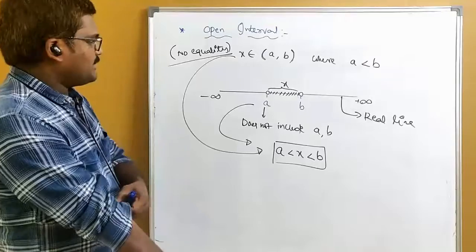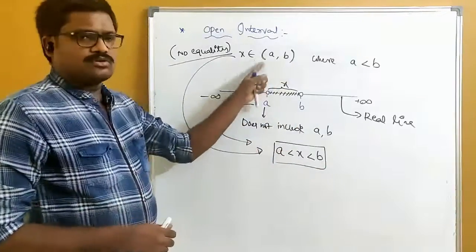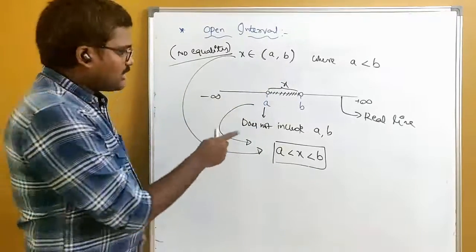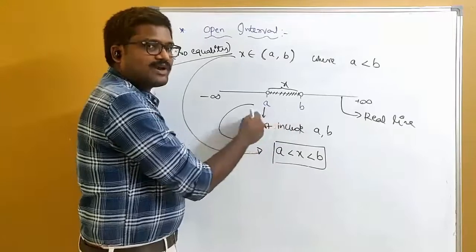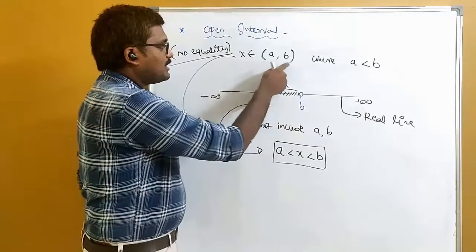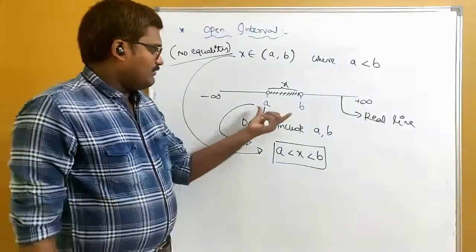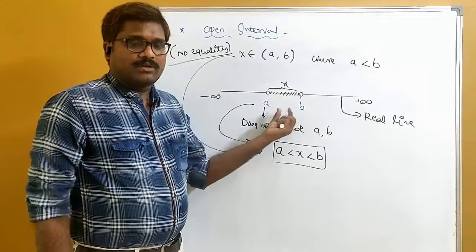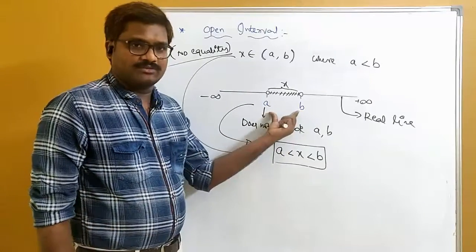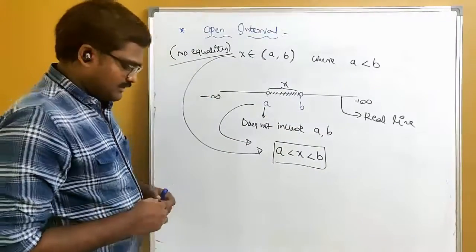So open interval means I will not include the extreme values. A and B are also called the extreme values of this particular interval. So here I am not including the extreme values or the end values. Understood? The reason we are using open interval. So in open interval I will not include the extreme values, but I will take all the values between the extreme values. Understood? So this is all about open interval.